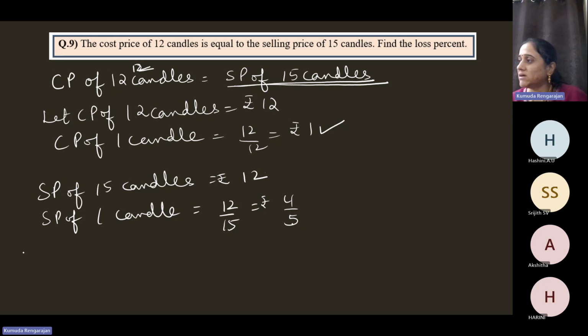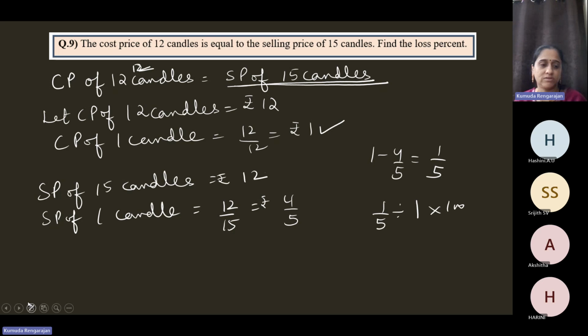So how will you compare? What will you compare to find out if it's a profit or a loss? CP and SP. CP of one candle, SP of one candle. 1 rupee, 4 by 5 rupees. 4 by 5 is a proper fraction, so its value is less than 1. So it's a loss. Loss is equal to CP minus SP, 1 minus 4 by 5, which is 1 by 5. Then loss percent: loss 1 by 5, which is the loss on selling one candle, divided by the CP of one candle into 100. 1 by 5 into 1 into 100, 100 by 5. 20%.